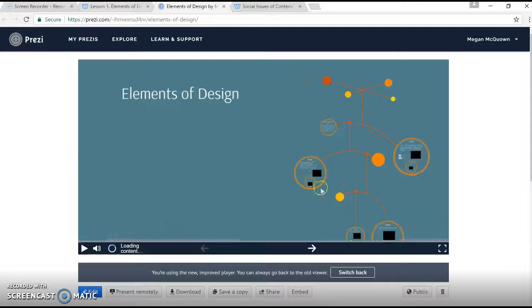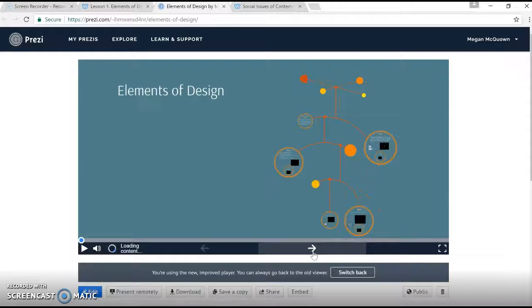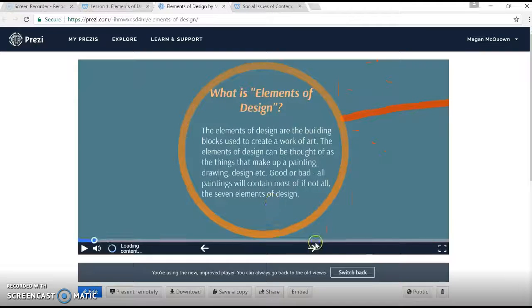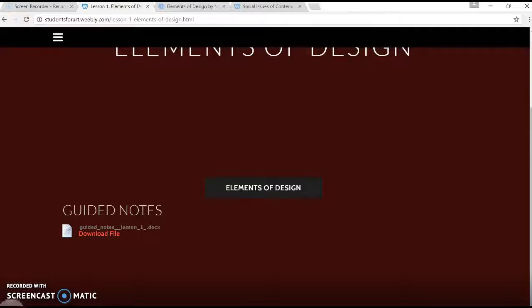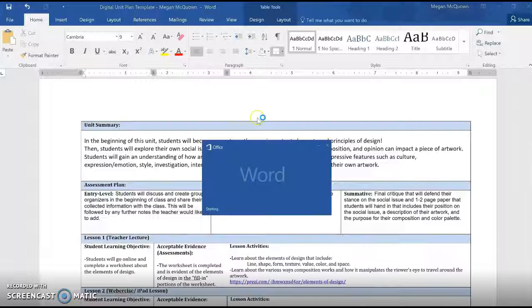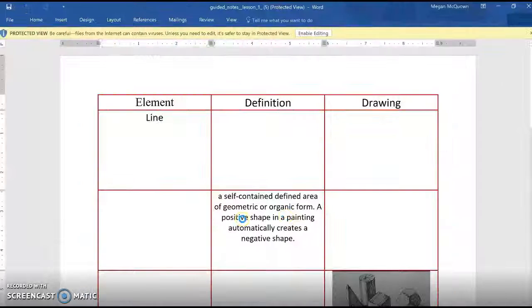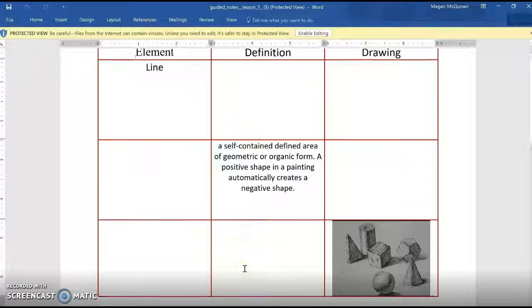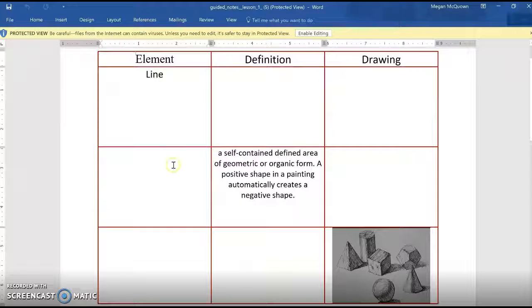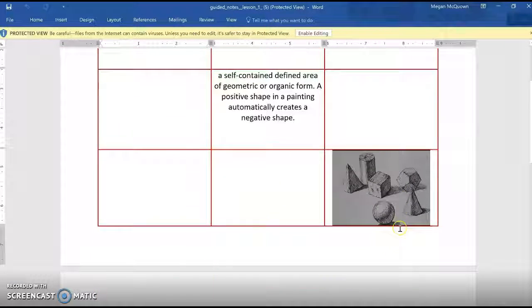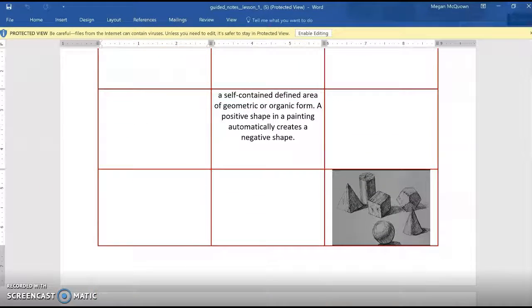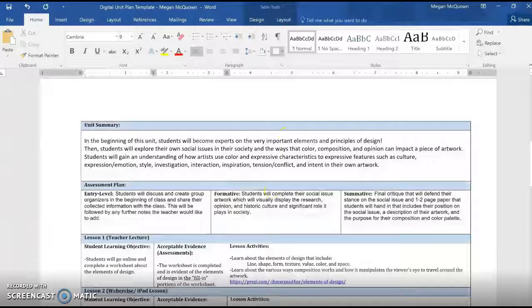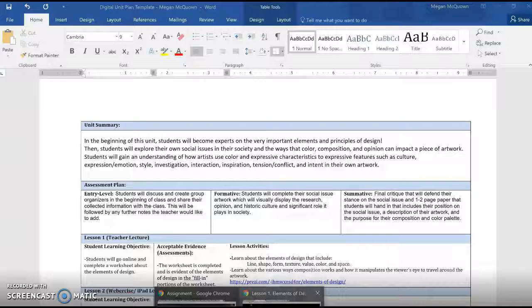So they'll go through this whole presentation, learn about the elements of design, and while we're doing this as a class, they have some guided notes they get to look at, which is this. So as I explain line, form, shape, or anything, they're going to either fill it in, write the definition, or make a little drawing of that element. Okay, so that's lesson 1.